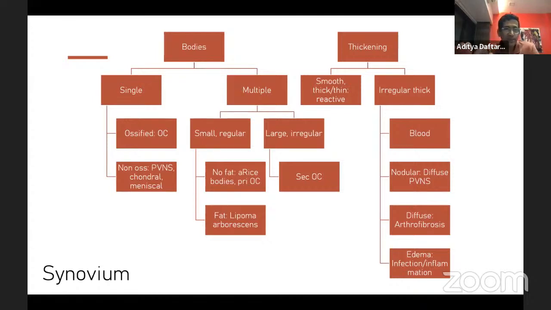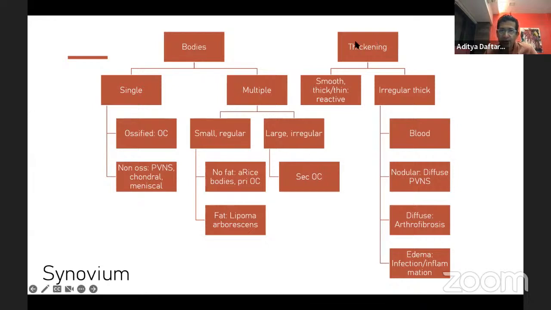If you see multiple intra-articular bodies, try to describe whether you think they're small, regular, homogeneous sized bodies. If they do not contain fat, then they are probably rice bodies or primary osteochondromatosis. And if they do contain fat, then it's lipoma arborescens. And most of the time, this will be associated with an osteoarthritic knee. If you have large irregular bodies, then you obviously think of secondary osteochondromatosis.